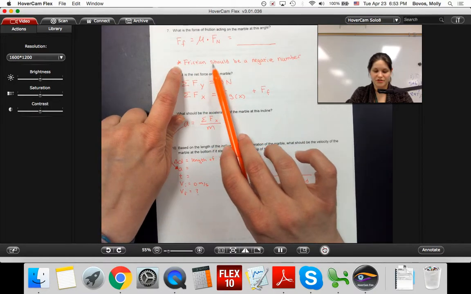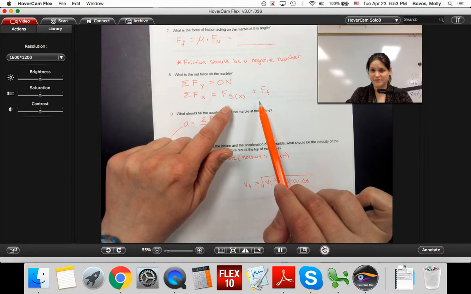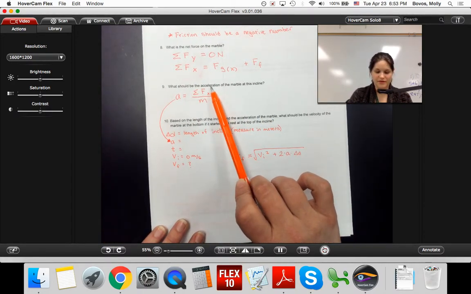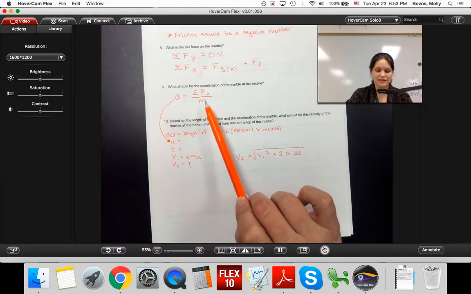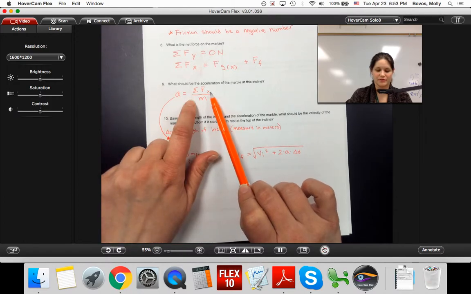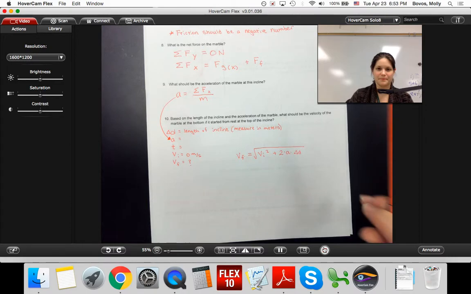Of course, friction should be a negative number, so you are technically finding the difference. And then you'll have your net force. Then if you want to know your acceleration, we know that net force is equal to mass times acceleration. So we rearrange that: net force divided by mass equals acceleration.